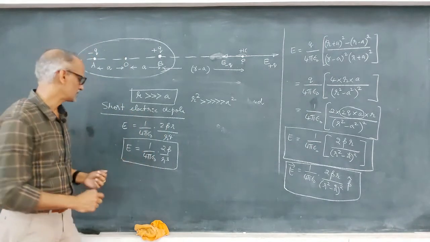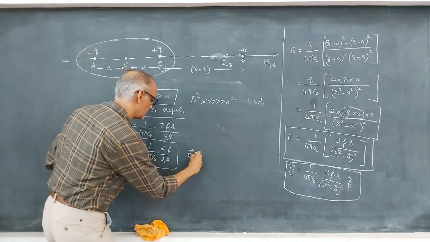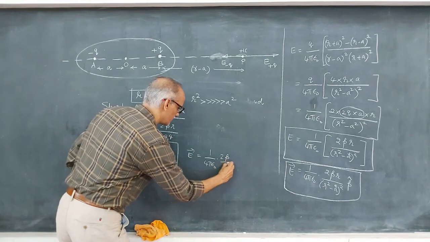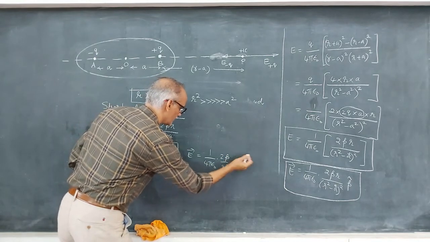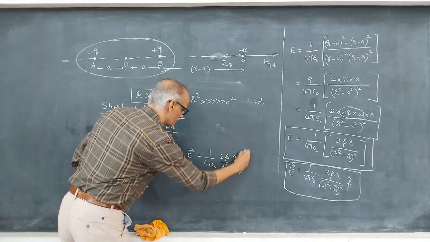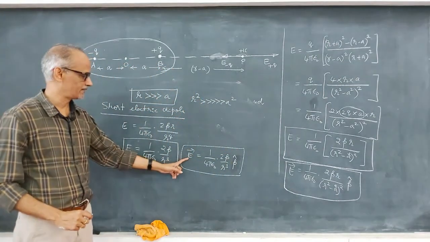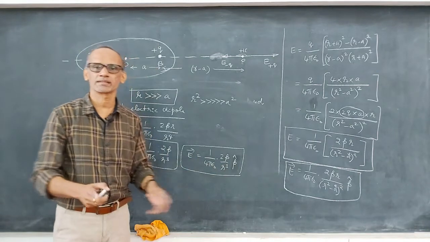Okay. How to write the same in vector form? Vector E is equal to 1 by 4 pi epsilon naught 2p by r cube. Introduce a unit vector which is p cap. So what this indicates is that the direction of the electric field and the direction of the dipole moment are same.